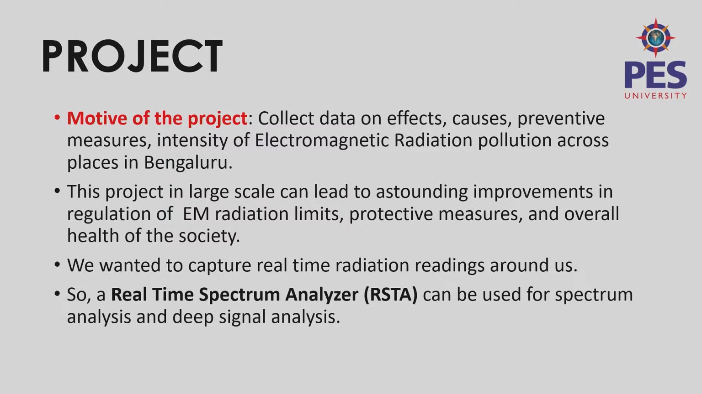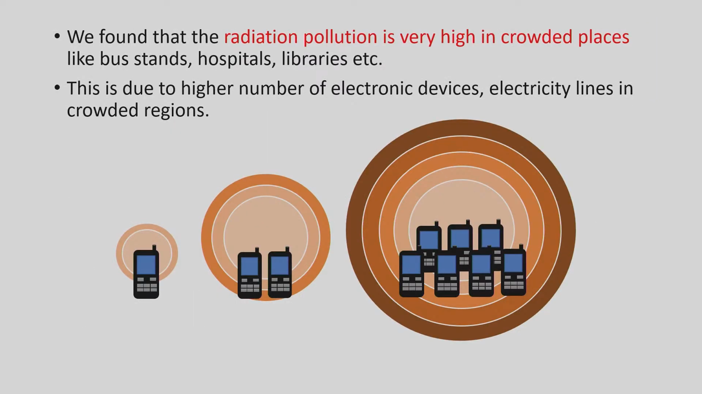We wanted real-time radiation readings, so we used a real-time radiation spectrum analyzer. We found out that the radiation in highly crowded places is very high. This is due to the larger number of electronic devices and electricity lines present in crowded regions. The picture here clearly represents the same. The more electronic devices, the more the radiation intensity.